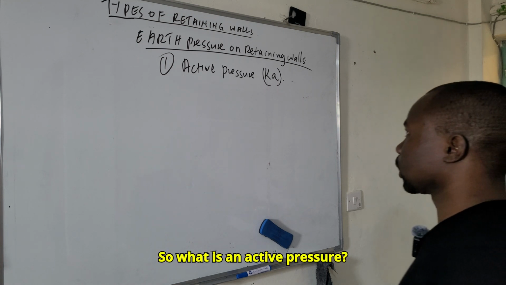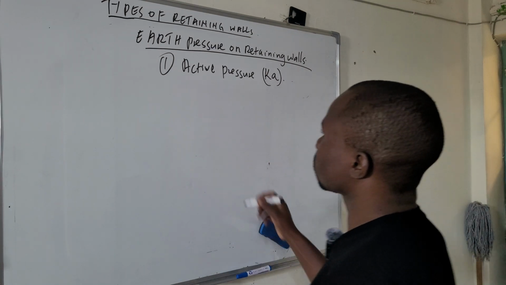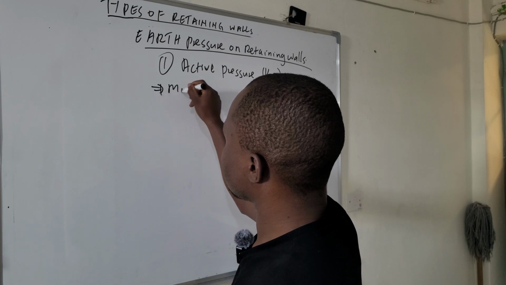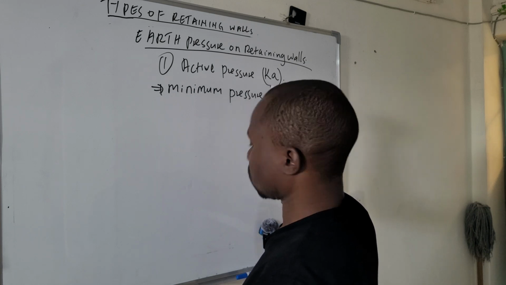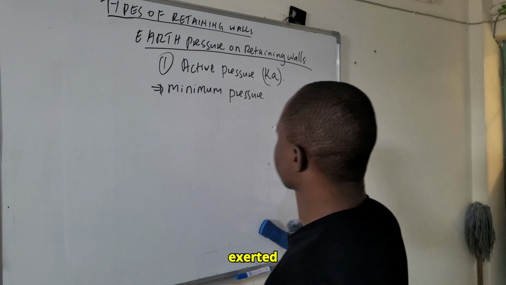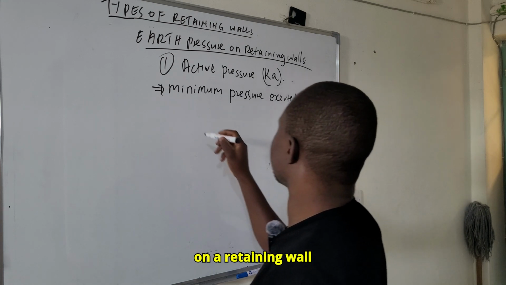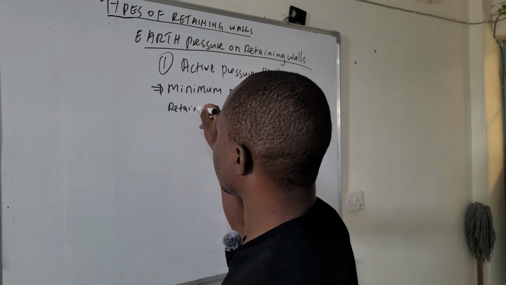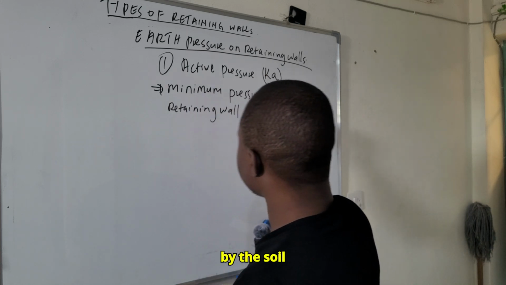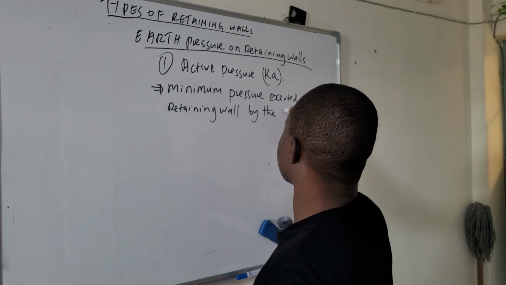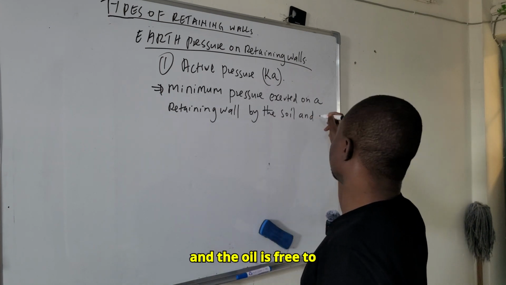So what is an active pressure? This is the minimum pressure exerted on a retaining wall by the soil when the wall is free to move.